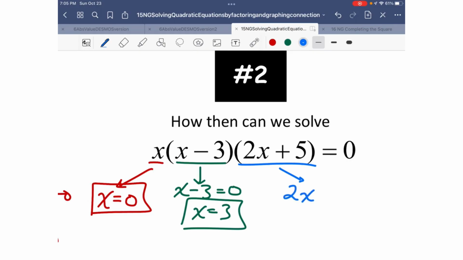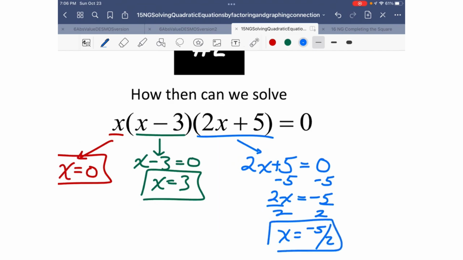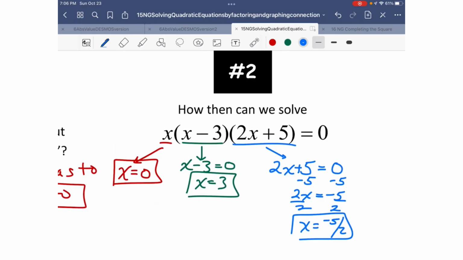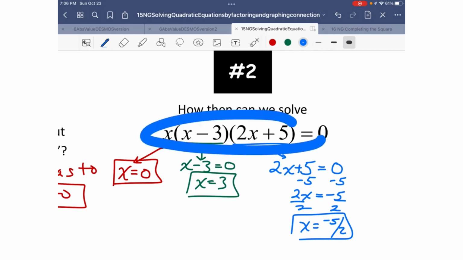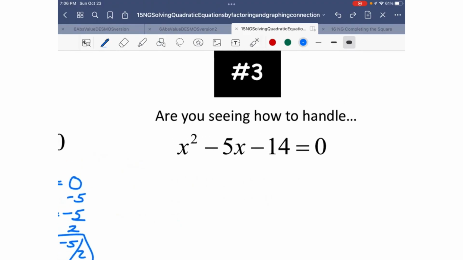In fact, at this point, I have two answers. But what could be true about 2x plus 5? That's right, it could equal 0. If 2x plus 5 could equal 0, then I've got to solve it. Maybe you want to subtract 5 and divide by 2. I end up with a little fraction or a decimal. No big deal. x equals negative 5 halves. Well, guess what? You just solved an equation. But there was something special about that equation. It was factored. Factored means that it's multiplication.